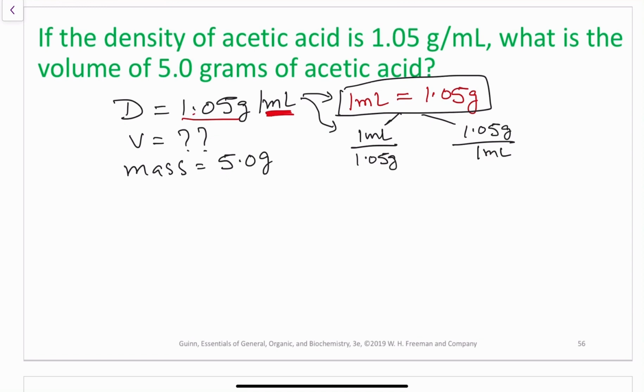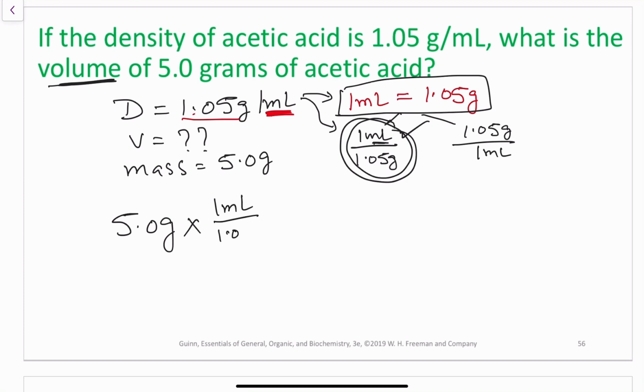So what we need was the volume. What's the unit of volume? ml. So you're going to use the conversion factor that has ml on the top, right? So you're going to use this one. The given number is 5 grams. The conversion factor is 1 ml over 1.05 grams. The grams unit gets cancelled, and the only unit left is ml, which is the required unit of the volume, right? So if you divide and multiply these numbers, you're going to get 4.7619. What's the unit? ml, milliliter.